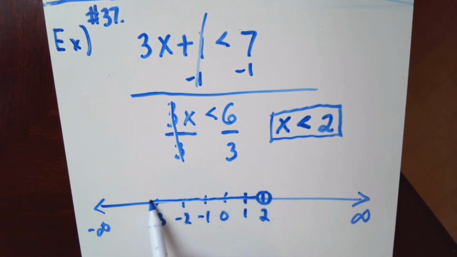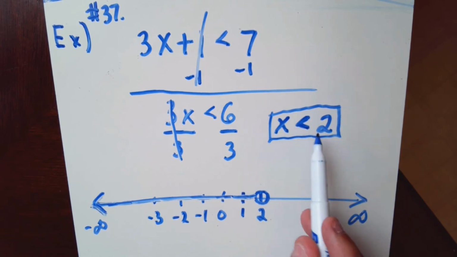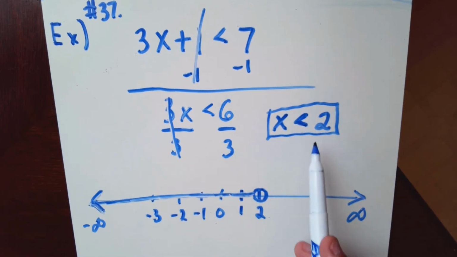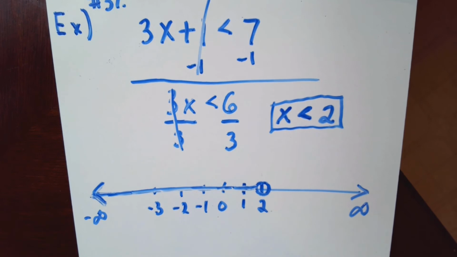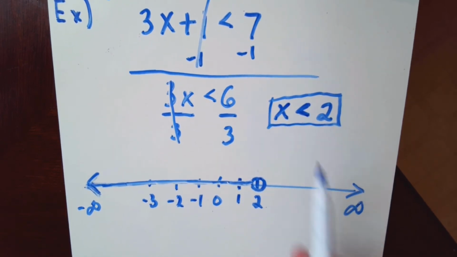So if they asked us to graph the solution, this little circle and arrow all the way to the left indicates the graph of the solution x is less than 2. Awesome. So we've done the graph. We've solved it. We've done the graph. The next thing we'll do is we'll say this in set builder notation and interval notation.